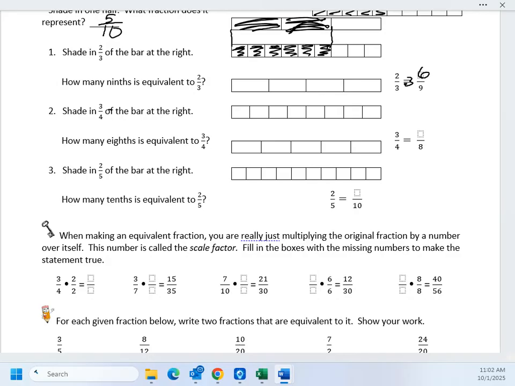The next one says shade in 3/4 of the bar at the right. So how many do I want to shade in? 3. 3 out of the 4. Now how many 8ths is that equivalent to? Well, I'm going to fill in that same amount when it's broken up into 8ths. So I'm filling in 1, 2, 3, 4, 5, 6. So 3/4 is equal to 6/8.